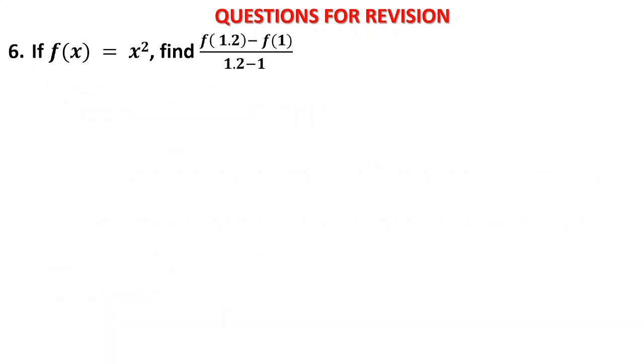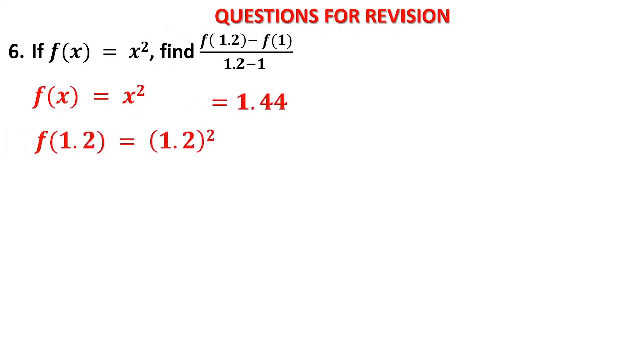Let us go to question number 6. A function is given. You have to find the value of the functional value f(1.2) minus f(1) divided by 1.2 minus 1. Very simple. Let us try to find all the values. Let us find what is f(1.2).